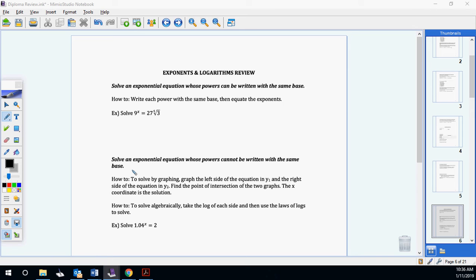Day 2, exponent logs review. We'll keep it just to this for this video. So solve an exponential equation whose powers can be written with the same base. So that's where we need to convert, you need to have the exponent knowledge to convert the 9 and the 27 to have the same base.